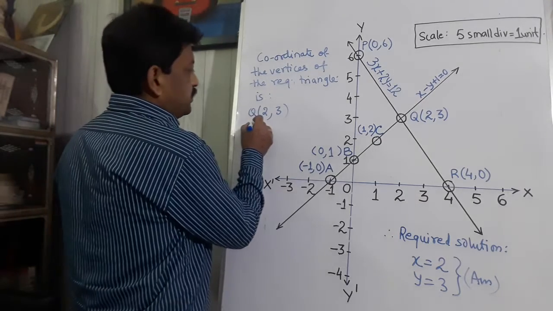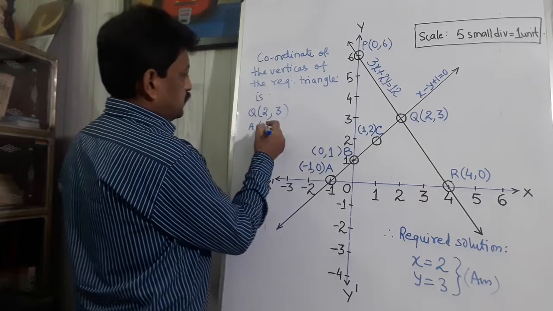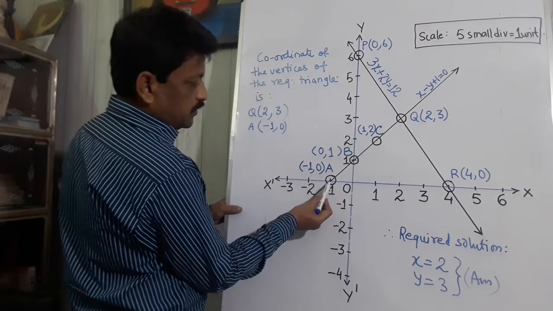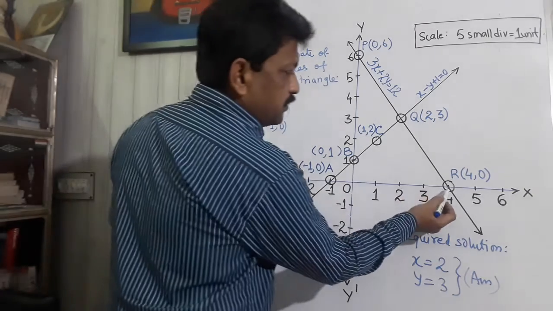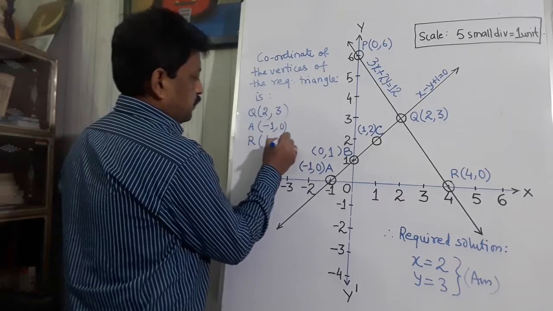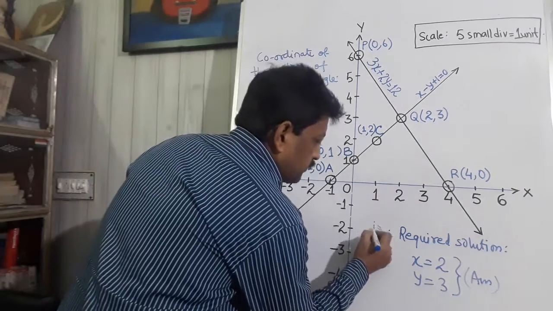The second point is A. It is (-1, 0). A is (-1, 0), and the third is R, (4, 0). This was the first part of the question.